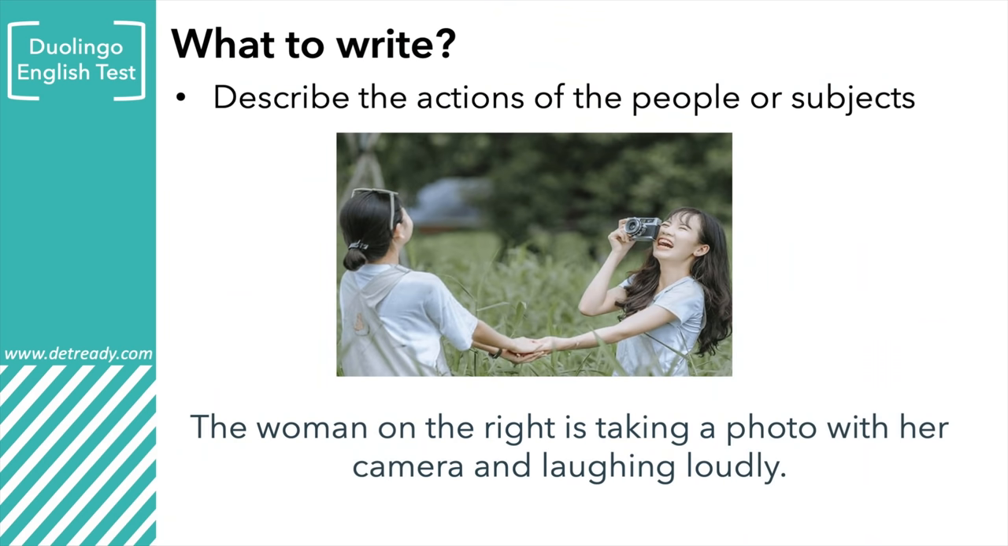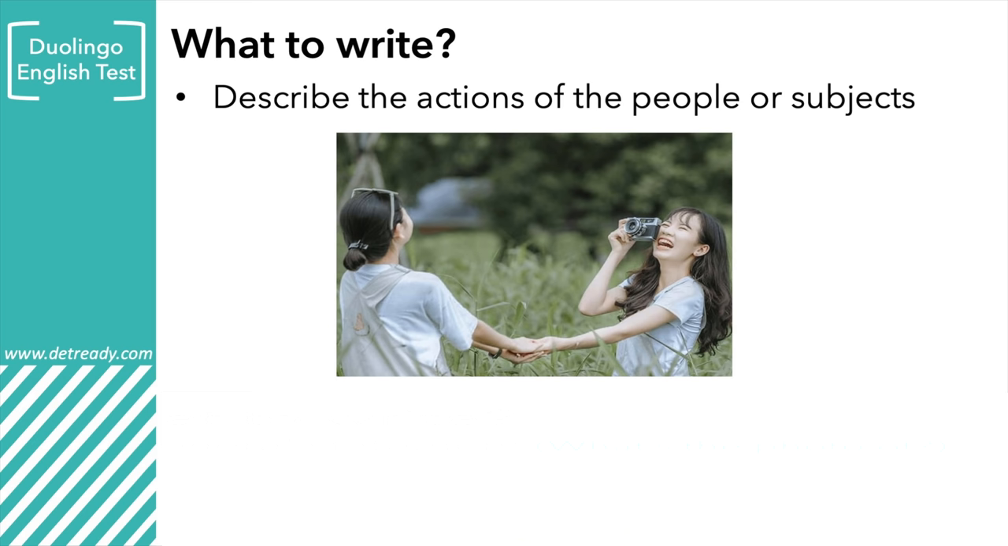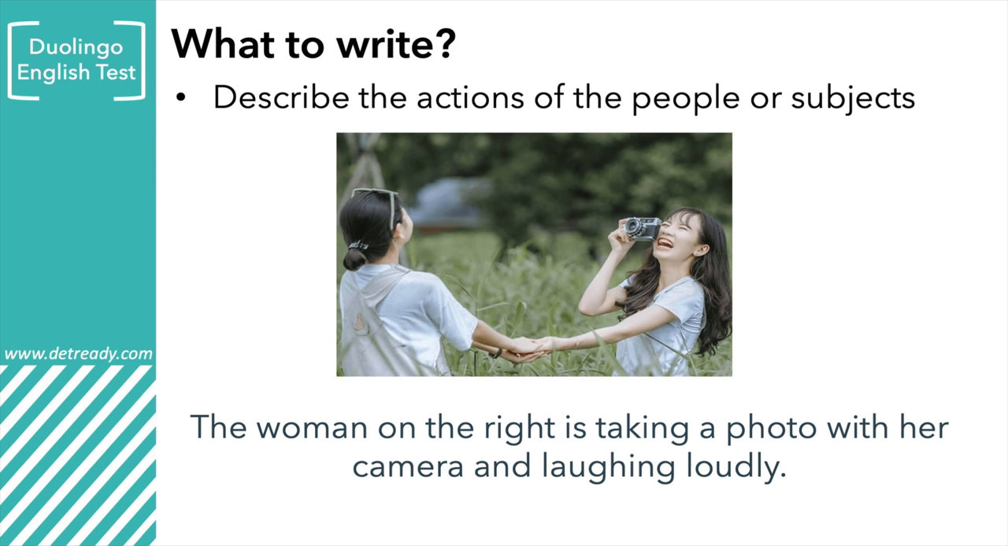If you can do that, then your next sentence can go into a lot of detail, and you can say something like this. So in your second sentence, you could describe the actions of the people or subjects in more detail. So, for example, the woman on the right is taking a photo with her camera and laughing loudly. Describing the actions of people or the main subjects in the photo is an easy way to go into more detail. For this, you should use action verbs like taking a photo, and you can use the present continuous tense, which overall is quite an easy tense to use.